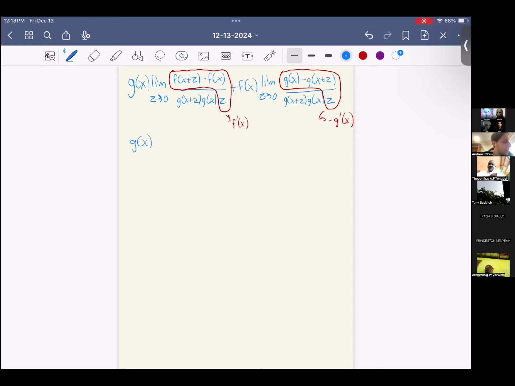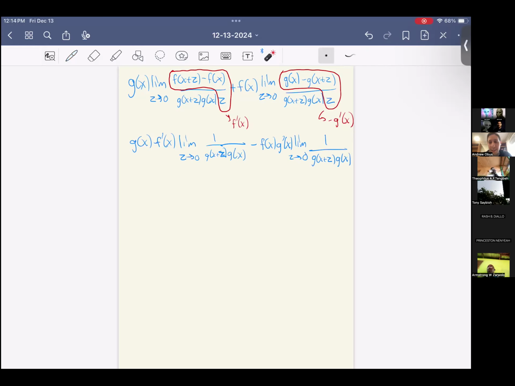So what we actually get when we simplify this all out is g of x, f prime of x, times the limit as z goes to 0 of 1 over g of x plus z, g of x. And then minus f of x, g prime of x, limit as z goes to 0 of 1 over the same thing, g of x plus z, g of x.